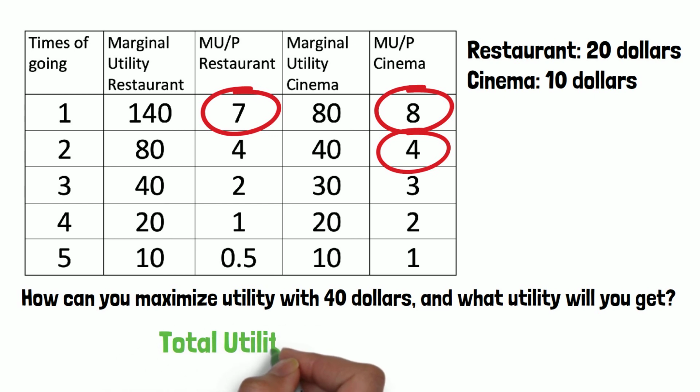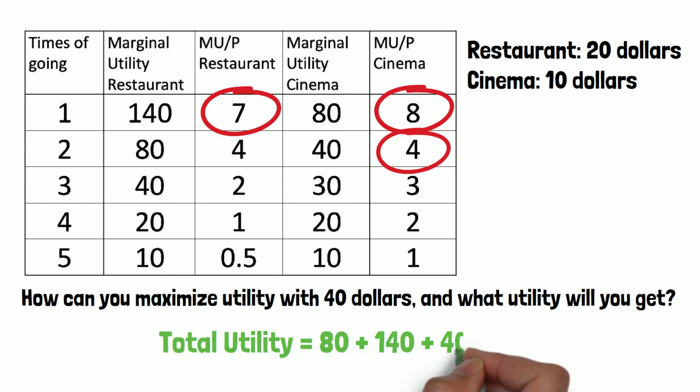Your utility will be 80 plus 140 plus 40 equals 260. This is because you go to the cinema first, which gives you a utility of 80. Then you go to the restaurant, which gives you a utility of 140. Lastly, you go to the cinema again, which gives you a utility of 40.